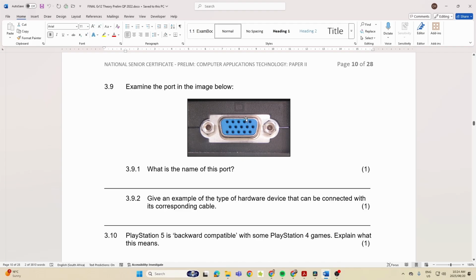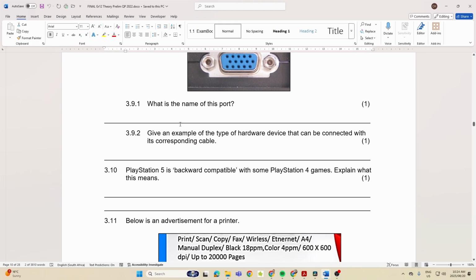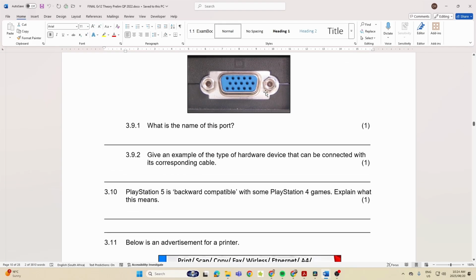Examine this port. What is this? This is a VGA port. What does it do? It gives me a video signal, right? So from the PC, you'll plug your cable in here to your monitor, and it transmits video only.